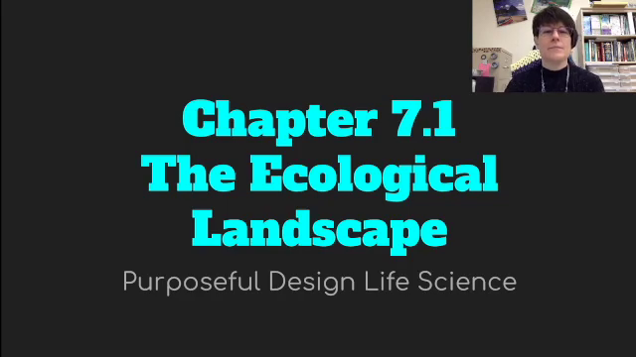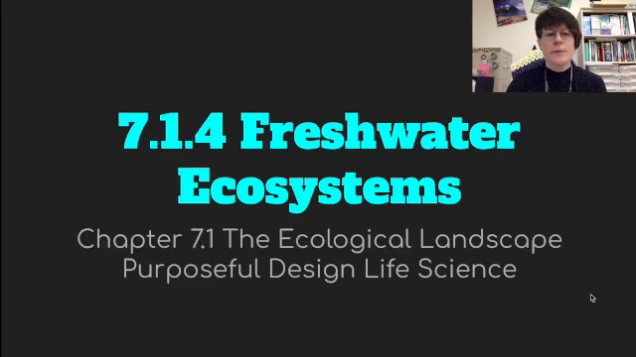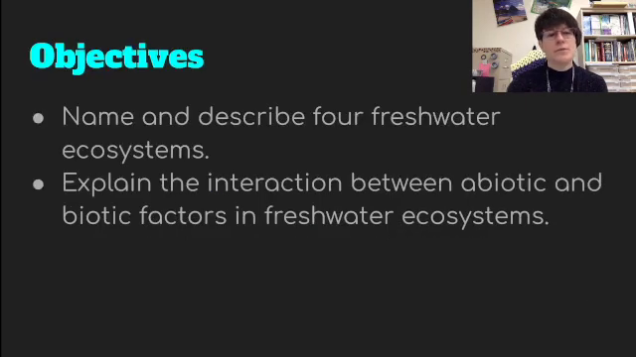Hello everybody, it's Mrs. Pound and we are studying Chapter 7.1 on the ecological landscape from Purposeful Designs Life Science. Today we're going to talk about Section 7.4 on freshwater ecosystems. So our objectives today will be to name and describe 4 freshwater ecosystems and explain the interaction between abiotic and biotic factors in freshwater ecosystems.